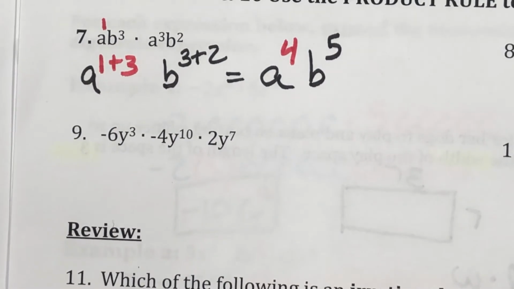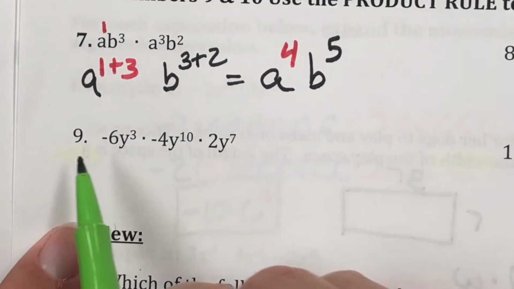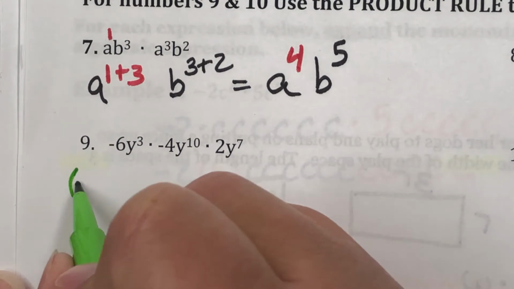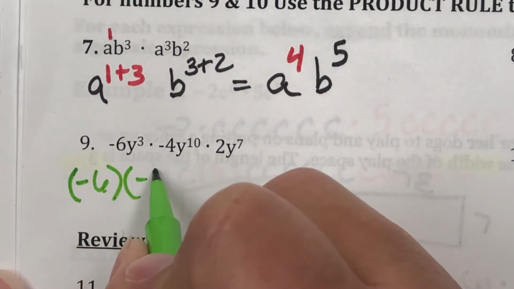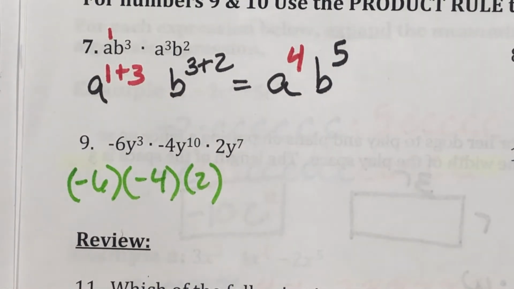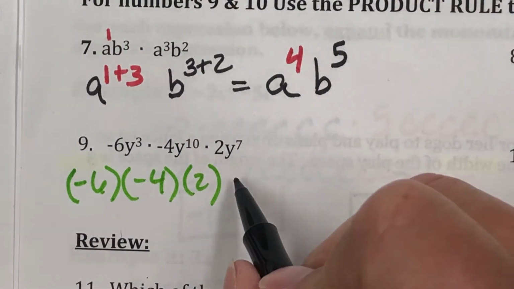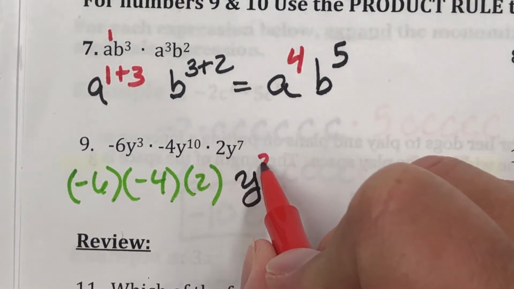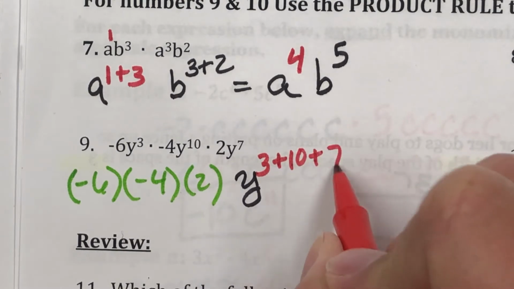All right, down here, oh, goodness gracious me, I have a bunch of bases, and I have, well, no, I don't have a bunch of bases, I have a bunch of coefficients. So let's see, what do I have there? Negative 6, negative 4, and 2. So I'm going to take all of my coefficients, and I'm going to use the commutative property, and I'm going to put those all first. Negative 6 times negative 4 times 2. Commutative property. Put the coefficient first. Now I only have the base y, but I have three separate exponents, 3 and 10 and 7. So 3 plus 10 plus 7.